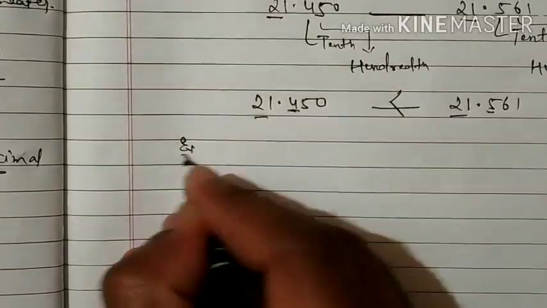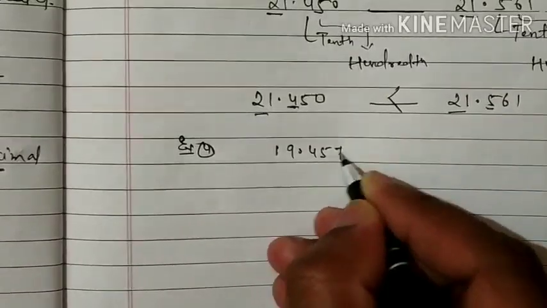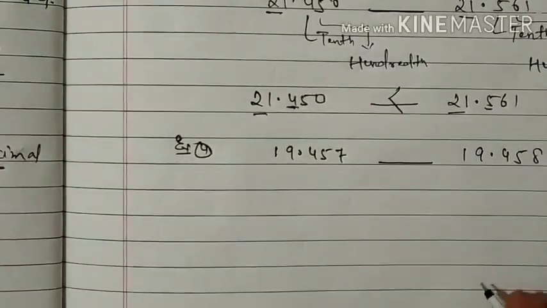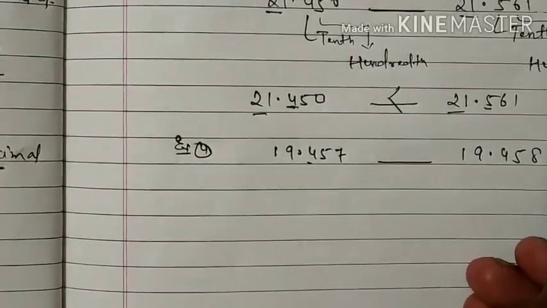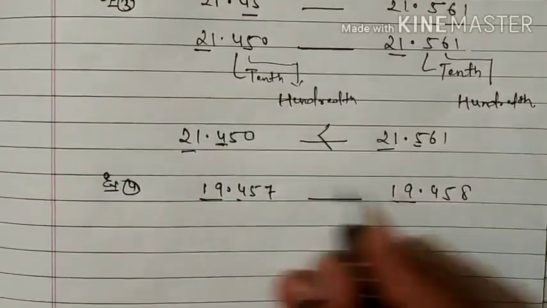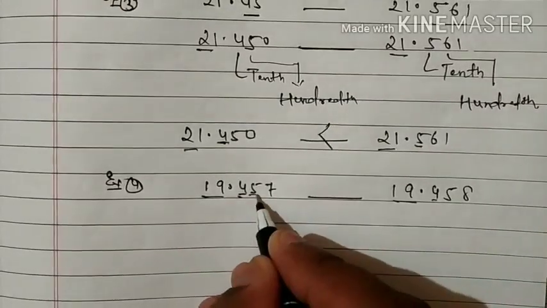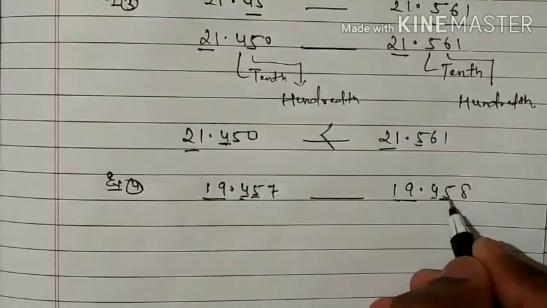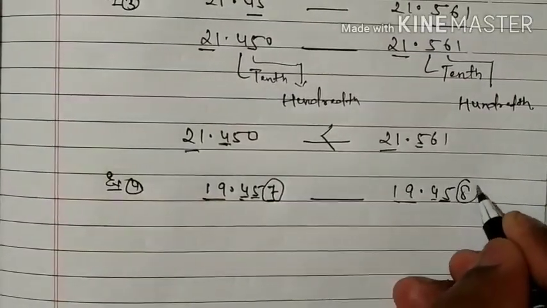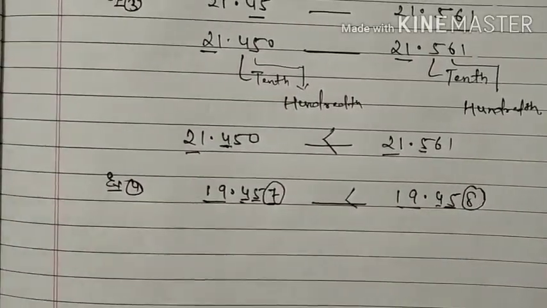Let's take one more example: 19.457 and 19.458. Here both are already like decimals. 19 and 19 are the same, so we move on to the 10th place. What do we have in the 10th place? 4, both are the same. In the 100th place? 5, both are the same. In the 1000th place? 7 and 8. Which one is greater? 8. So this is how we compare decimals.